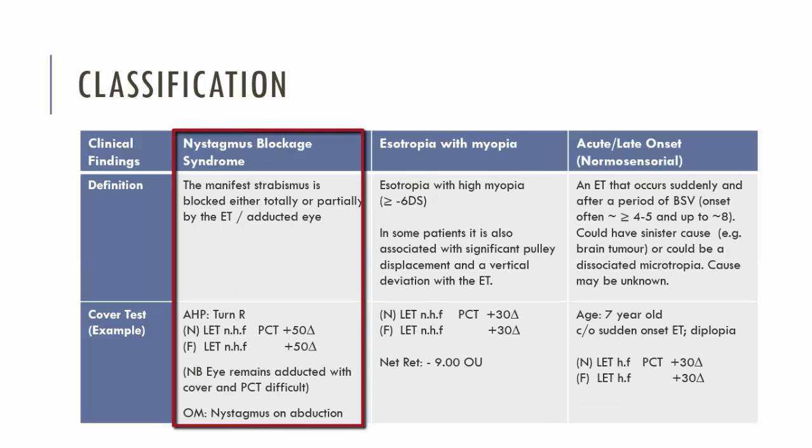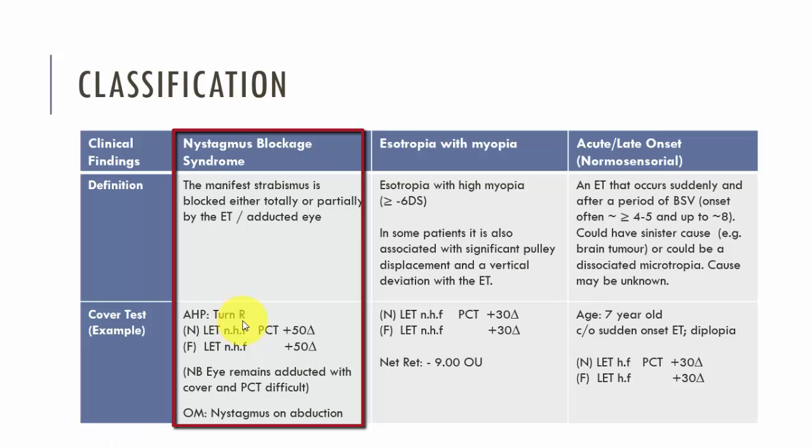Nystagmus blockage syndrome. Here we have an esotropia which is being used to block or dampen, either in part or totally, nystagmus. Essentially, adduction dampens the nystagmus. So what we'll see is a large esotropia and often a head posture. The head posture will be such that the patient will turn their head to the side of the fixing eye. So in the example here, we've got a left esotropia, so the eye that's fixing is the right eye, and the head is turned to the right.